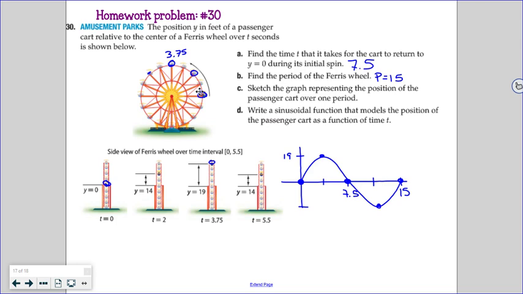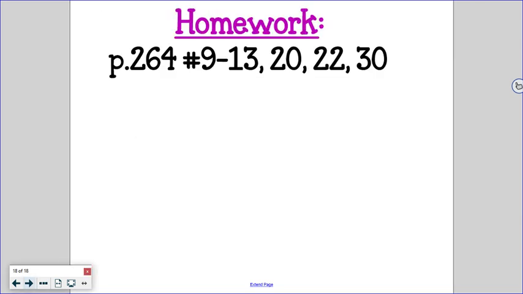The rest of your assignment. I don't know where we're going yet. I haven't even given you your assignment yet. You are on page 264. 9 through 13 is like the first part of our notes. 20 and 22 is the data. 30 you almost have done. You just need to finish writing the equation on number 30 and it'll be done.